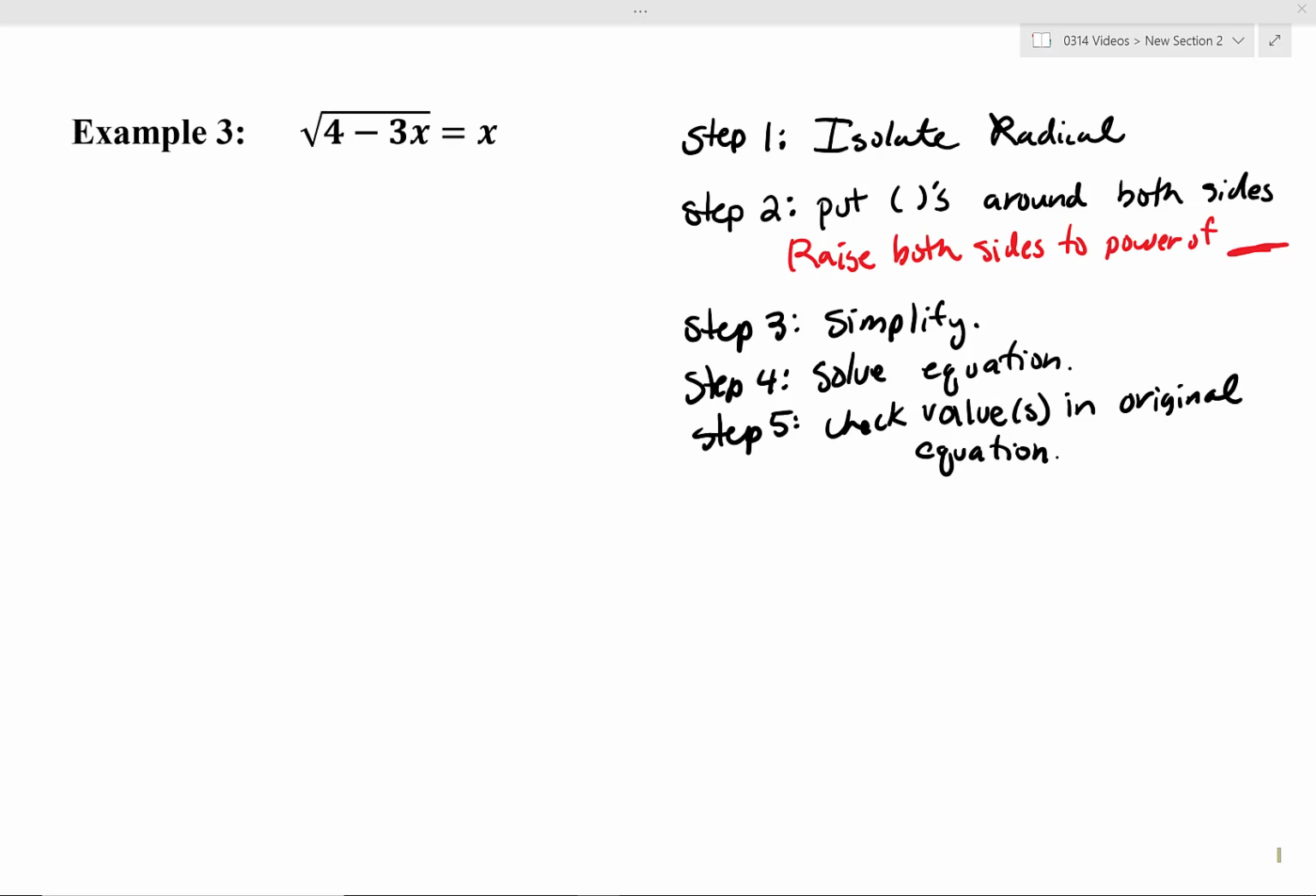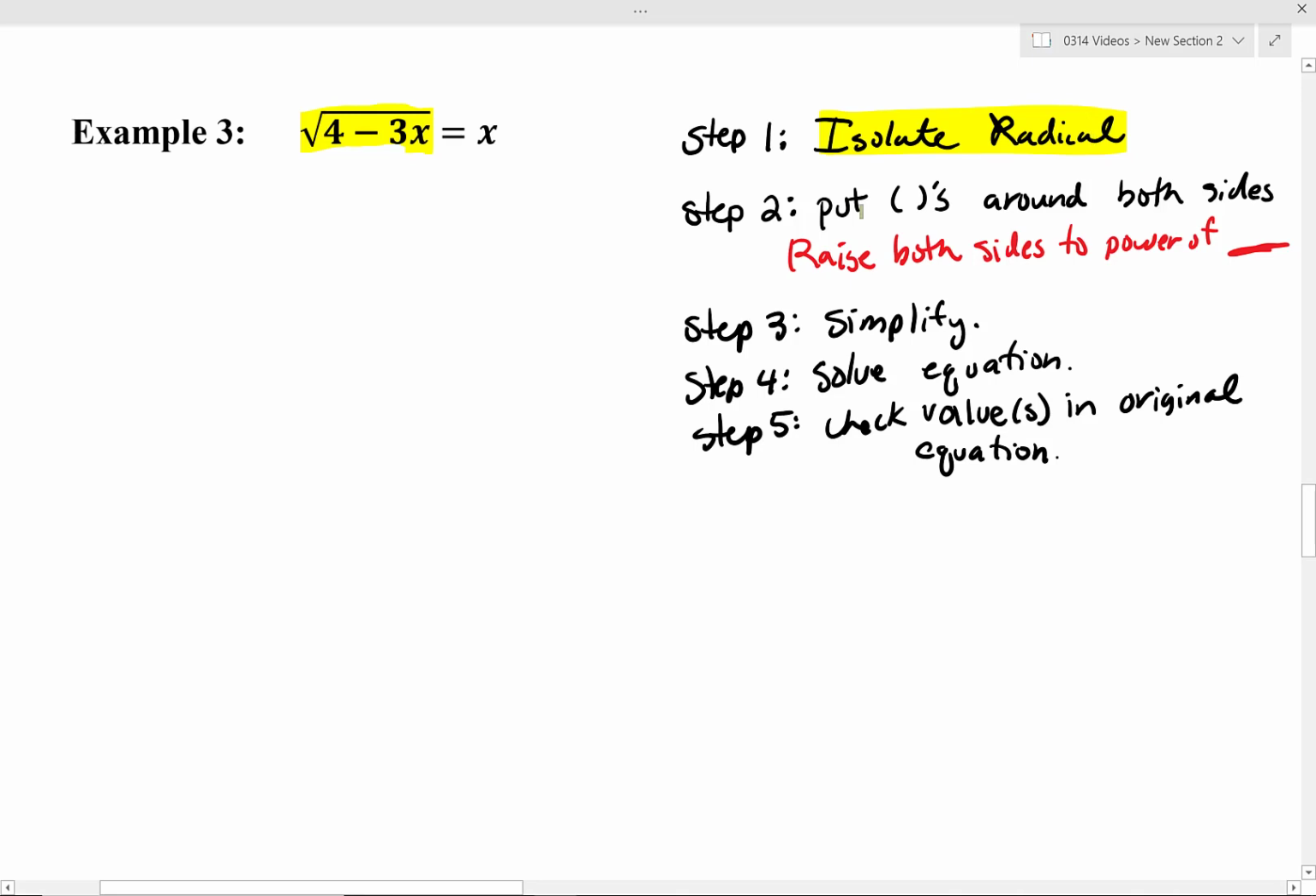All right, we're going to solve example 3. We have the square root of 4 minus 3x equals x. So we notice that we have a radical equation because we do have a variable that is underneath that radical symbol. So the first step for solving a radical equation is to isolate the radical. So we want to get the radical and everything underneath it completely alone or by itself on one side. So here's the radical and here's everything that's underneath it. You notice that there's nothing in front of the radical and there is nothing behind the radical on that left-hand side. So we have already isolated the radical and that step is actually already done for us.